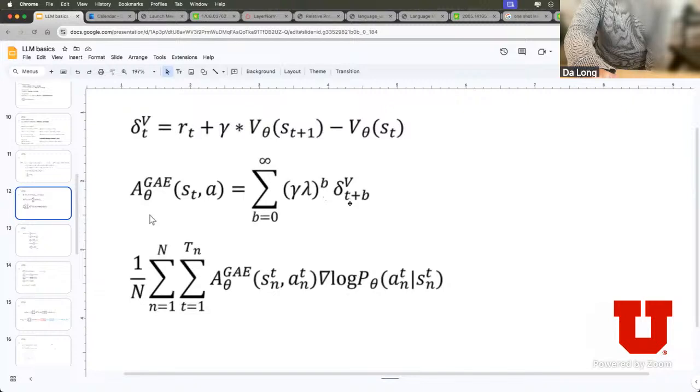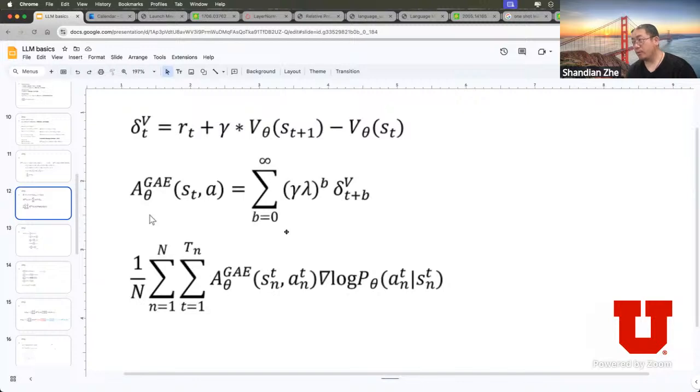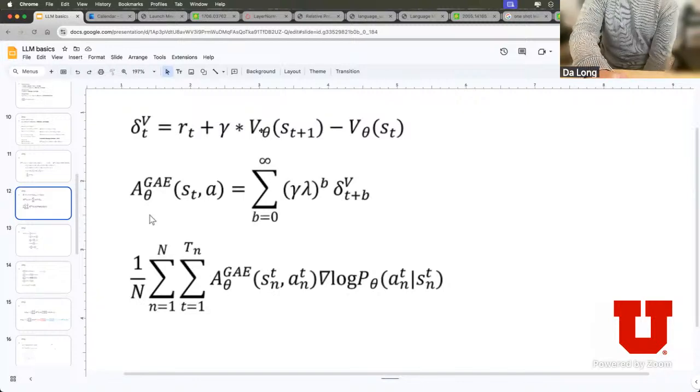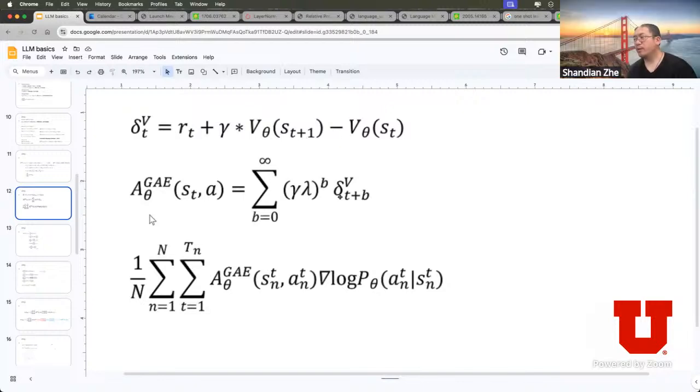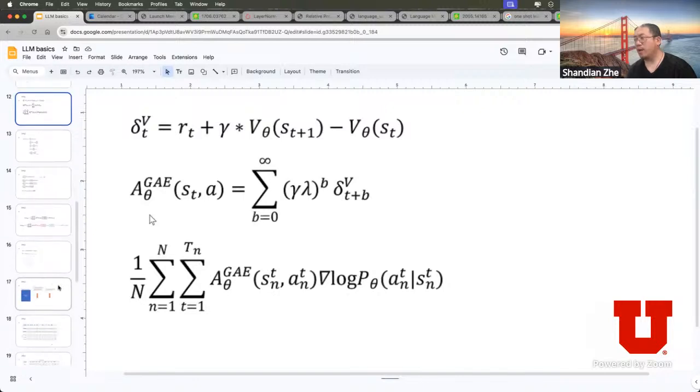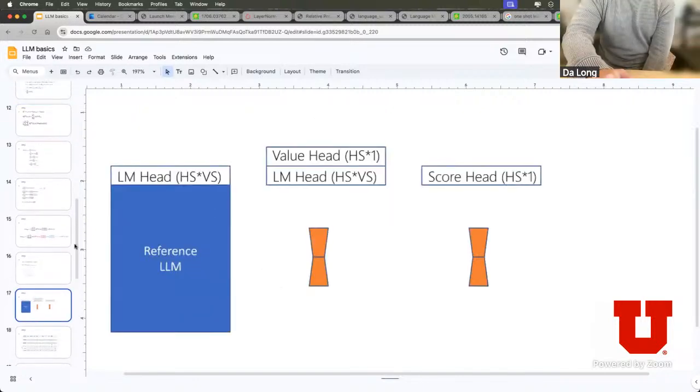Also, they use a neural network to learn the value function. The state value function is learned by a neural network, but the large language model itself has its own parameters, which determine P theta of a_t given s_t. Actually, they use one model to train the value and the policy, they just change the last layer.